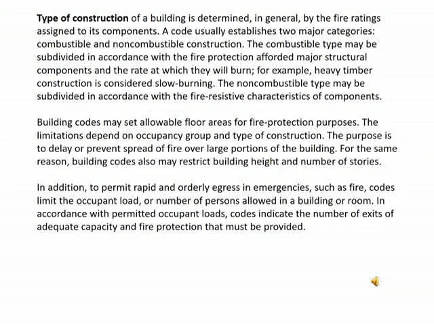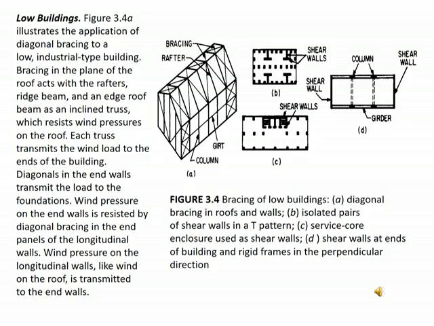You see as a low building, so there will be bracing of the low building. Firstly we have to construct the diagonal bracing, and then an isolated pair of shear walls has to be constructed in the T pattern. The service core enclosure uses the shear wall, and the shear wall at the end of the building has to be constructed. So this is about the bracing of the low building. So firstly you have to construct the low building.